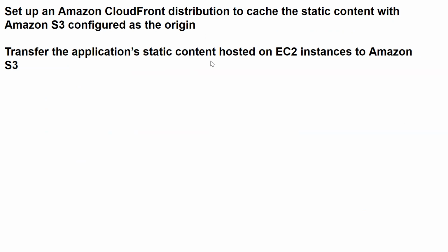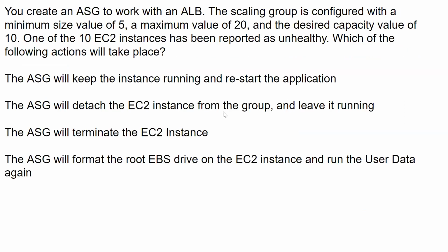Transfer the application's static content hosted on EC2 instances to S3. You create an auto scaling group to work with an application load balancer. The scaling group is configured with a minimum size of 5, a maximum value of 20, and a desired capacity value of 10. One of the 10 EC2 instances has been reported as unhealthy. Which of the following actions will take place?